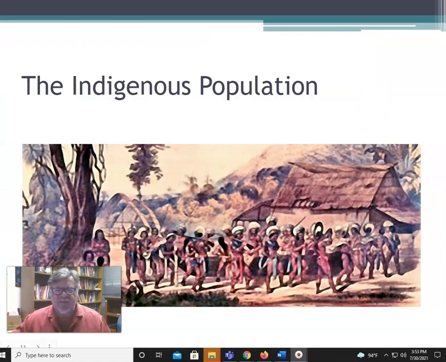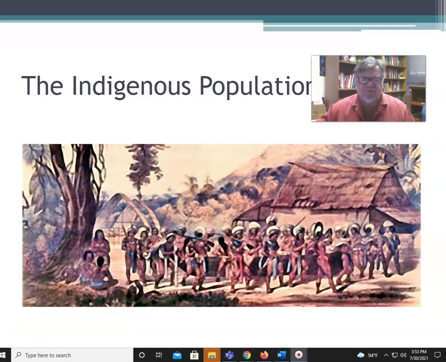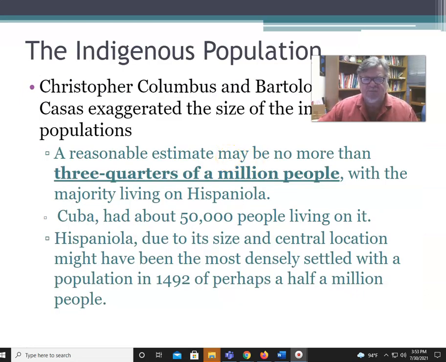The indigenous population. The website I got this picture from mentioned Caribs, but it kind of works. I mean, it's kind of nondescript, so I put it here. The indigenous population.